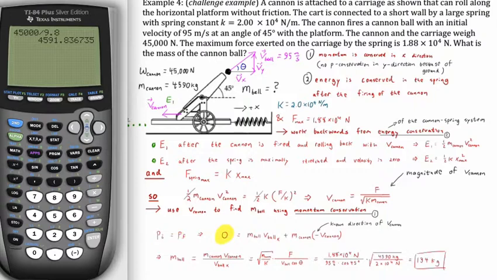Well, we know it starts at 0 because the system started from rest. Then afterwards we're going to have the mass of the ball and the velocity of the ball, and we're going to have the mass of the cannon and the recoil velocity of the cannon, and we have a known direction of the recoil velocity.